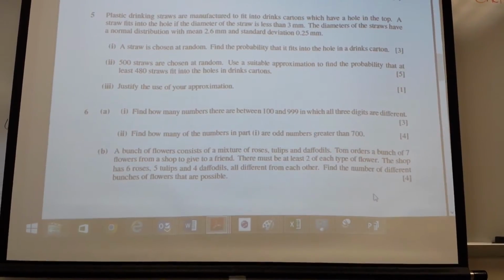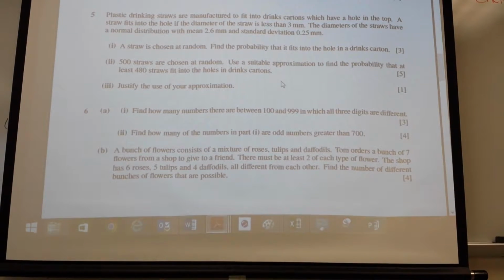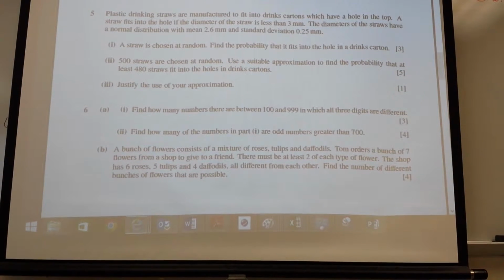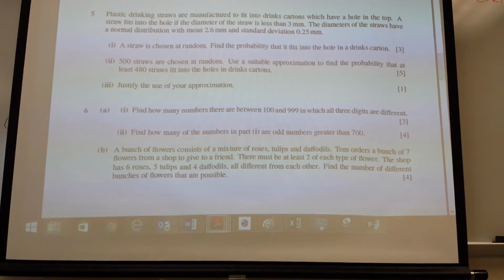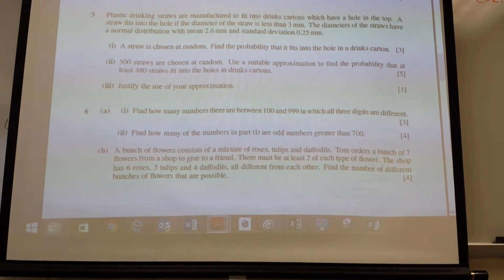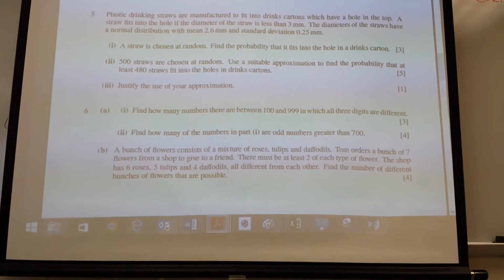There it is. Okay. Go ahead and look at it, read it, and then we'll kind of talk about it. The one I had circled was II, so I guess I understood how to do it, but II was a... Because it switches. It's actually a binomial distribution for II. In the middle? Yeah. Okay, let's talk about that. The first one is a normal distribution, and II is a binomial distribution. It says X is a binomial distribution, and is also a normal distribution, so... Confusing. That is confusing. That's the second one we've seen that does that, though. So, okay, you have plastic straws manufactured to fit into drink cartons, which have a hole in the top.